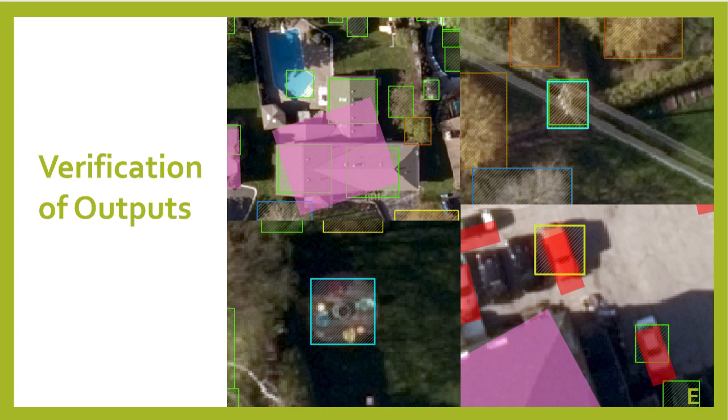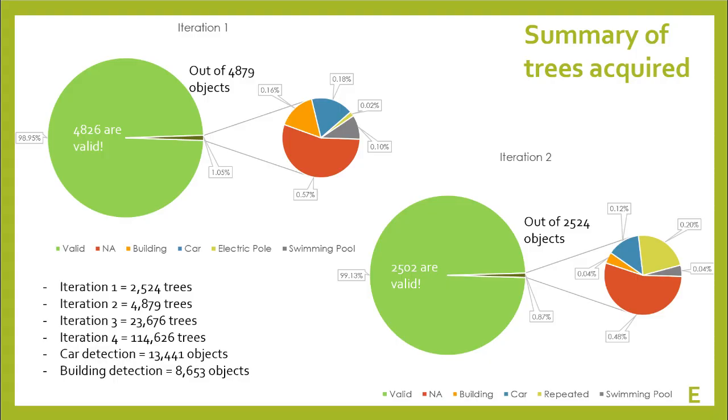Electric poles, empty patches of land, and tables are other detected objects that were misinterpreted as trees.